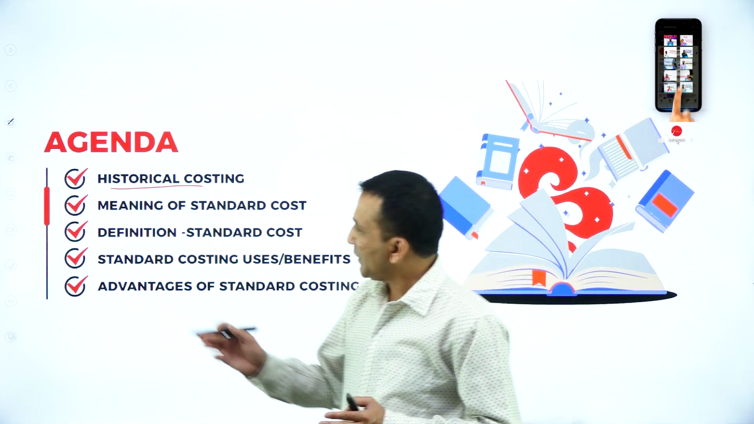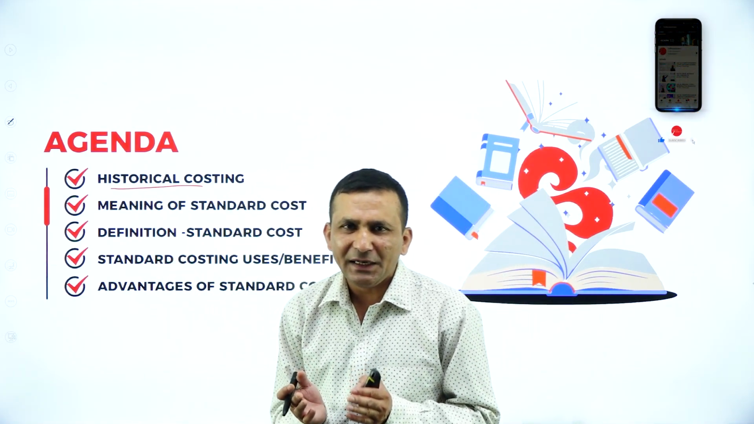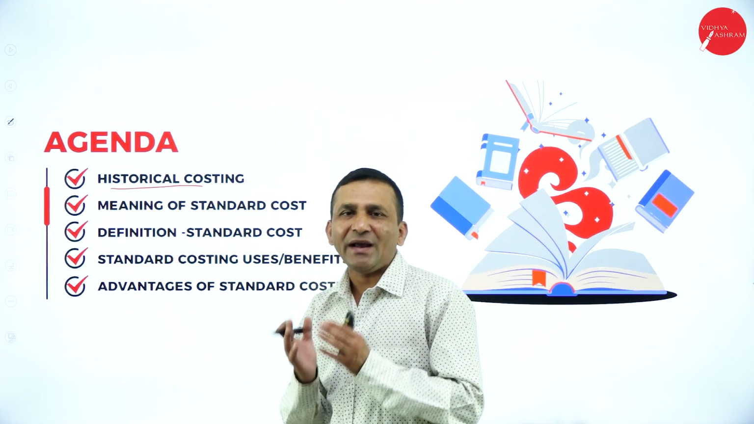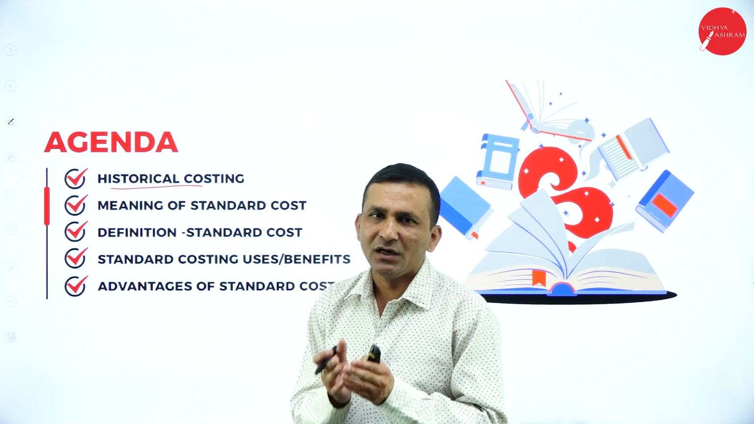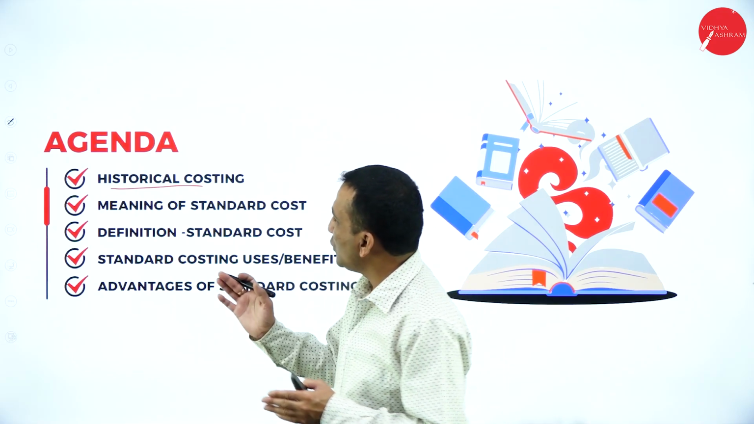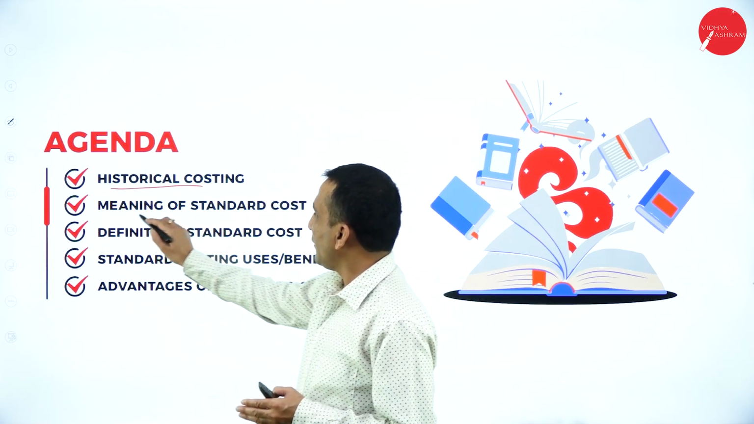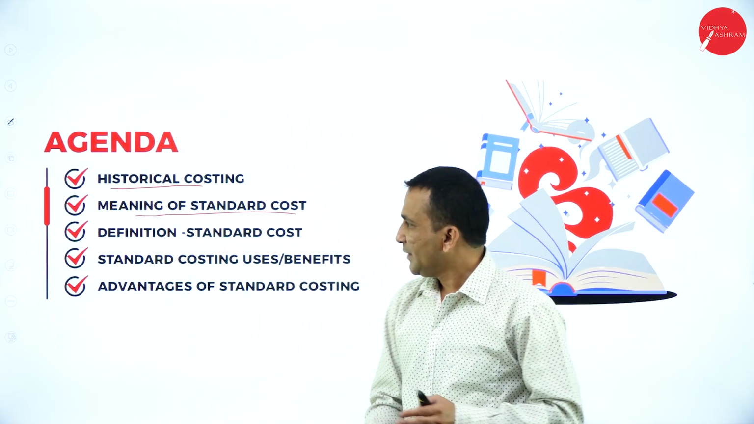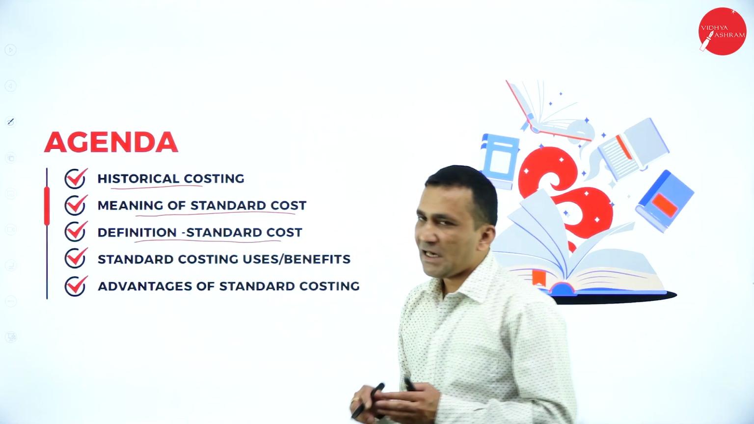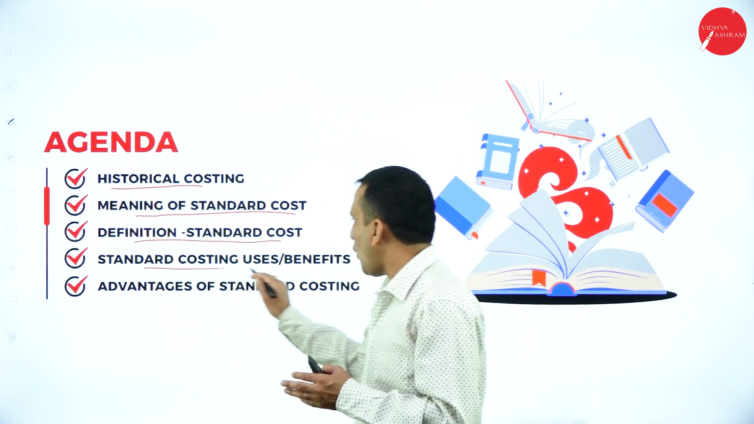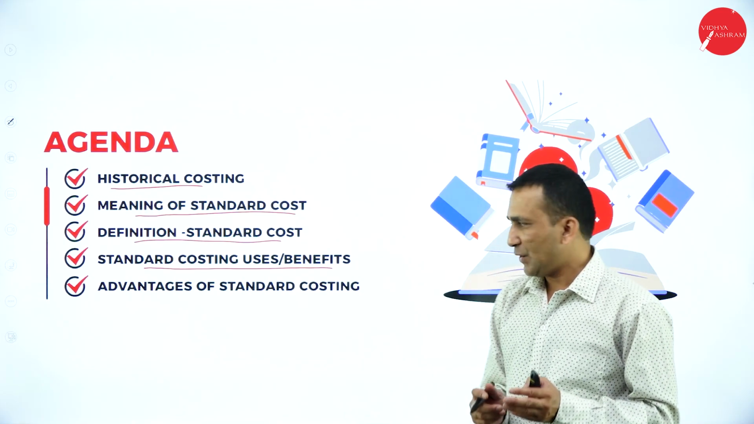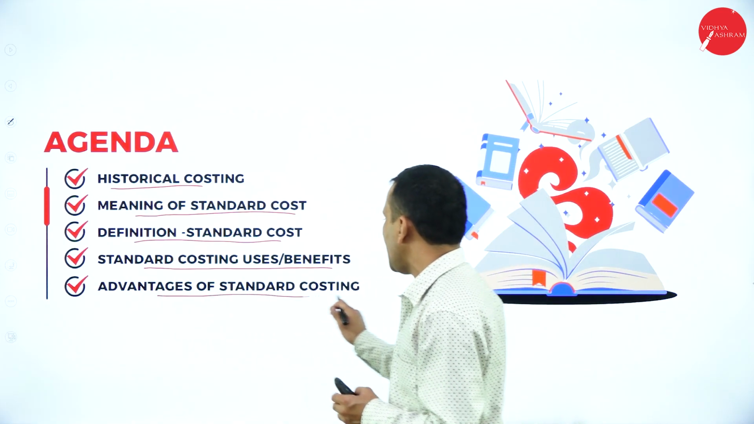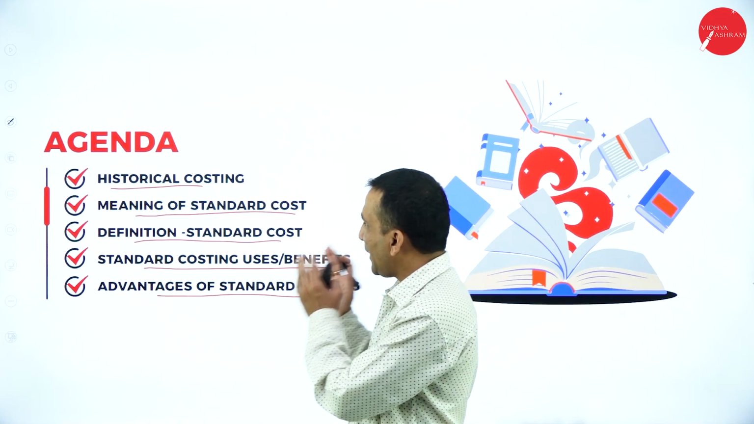So the management is trying to get more clarity about using standard costing, why they are using it, as a common student or cost accountant, how they want to determine it, the meaning of standard cost and the definition of standard cost. The standard costing use and benefit, and the last one, advantages of standard costing, and that is today's agenda.